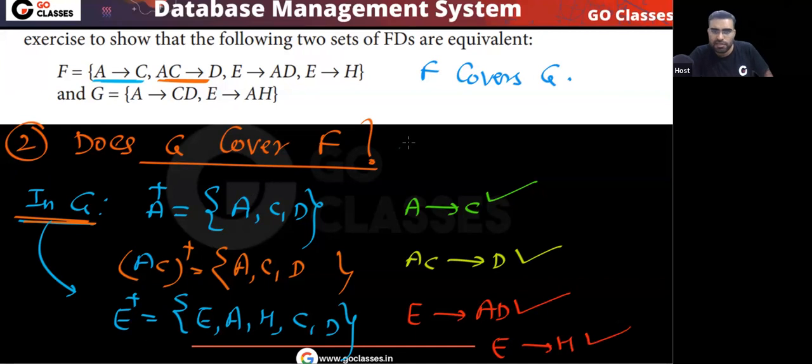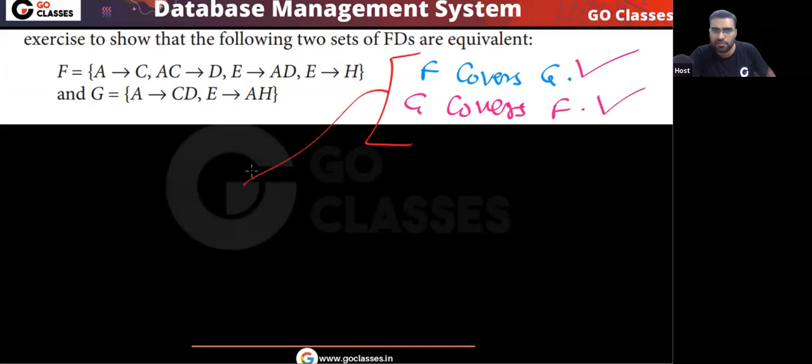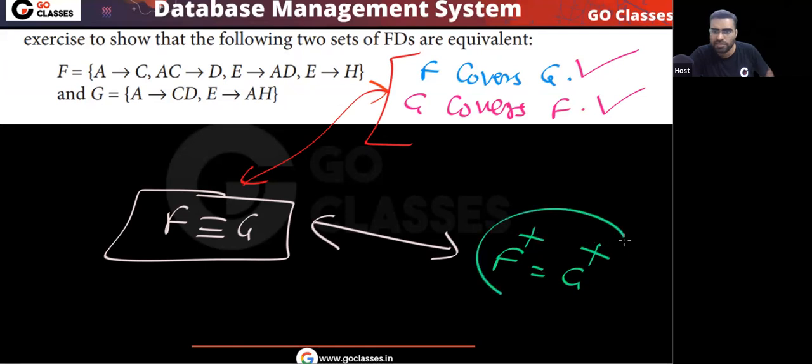So can I say, does G cover F? The answer is yes. Is this clear? So what we got? F covers G, G covers F. So what that means? That means F is equivalent to G. And what that means? That means F plus is equal to G plus. All these things are same.